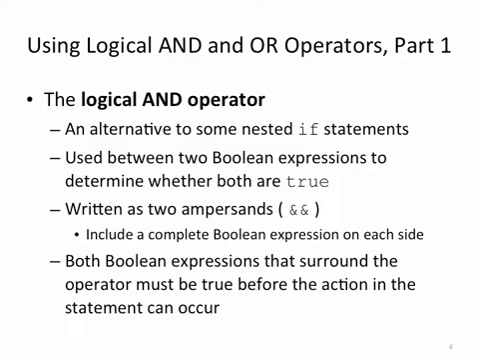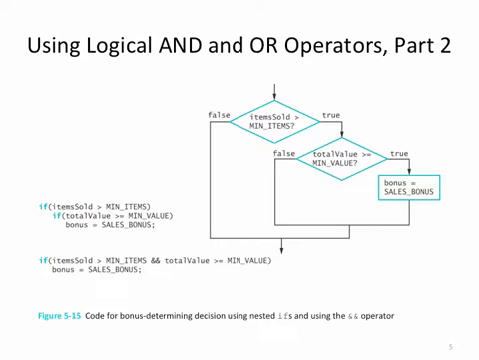What the AND operator says is both Boolean expressions need to be true in order for the entire expression to be true. So in this case, both items sold greater than min items must be true, and total value greater than or equal to min value must be true for this expression to be true. And take a look at the code, how they've written it there. If items sold greater than min items and total value greater than or equal to min value, both of those expressions are true, then the entire expression is true, and it will set bonus equal to sales bonus.